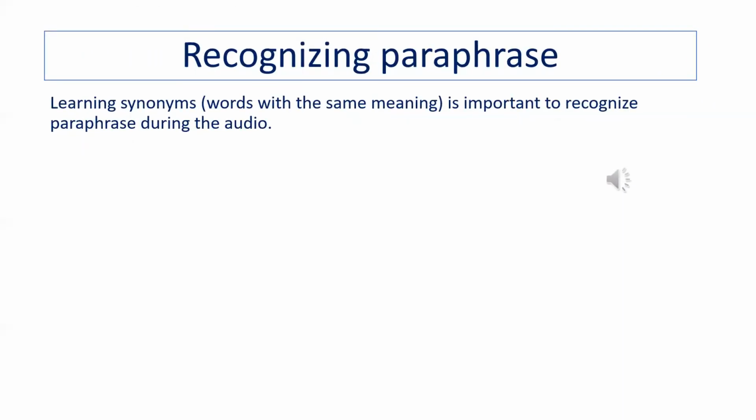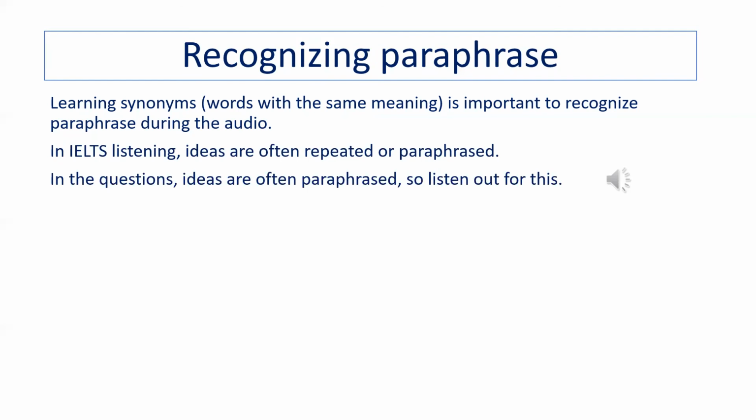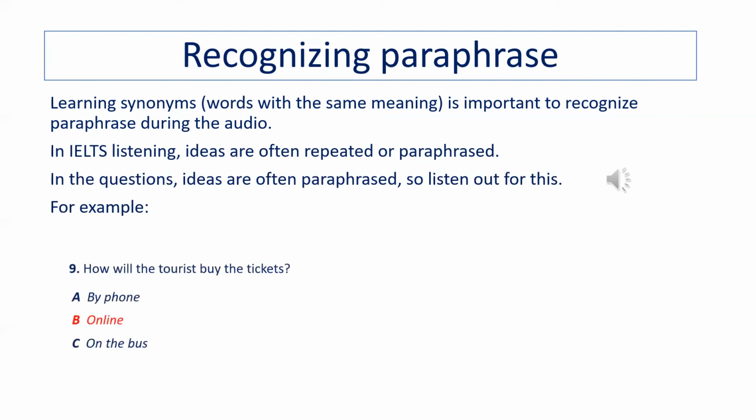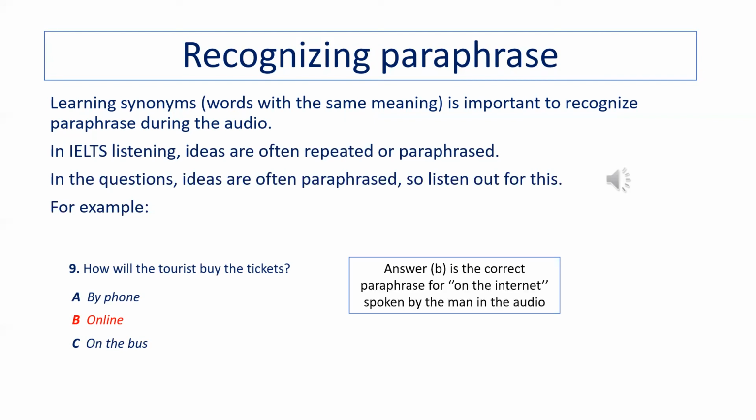Recognizing paraphrase. As I said earlier, this skill to understand synonyms and paraphrase is very, very important in IELTS listening. You need to know the synonyms or learn them to recognize them. In IELTS listening, ideas are often repeated and paraphrased, so listen out for those other words. So, for example, in question 9, how will the tourist buy the tickets? By phone, online, or on the bus? Now, answer B is the correct paraphrase because the man refers to on the internet.